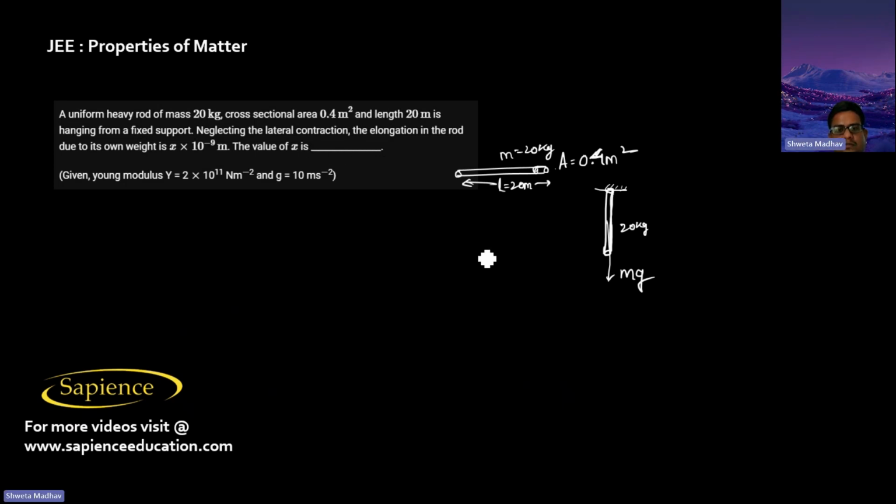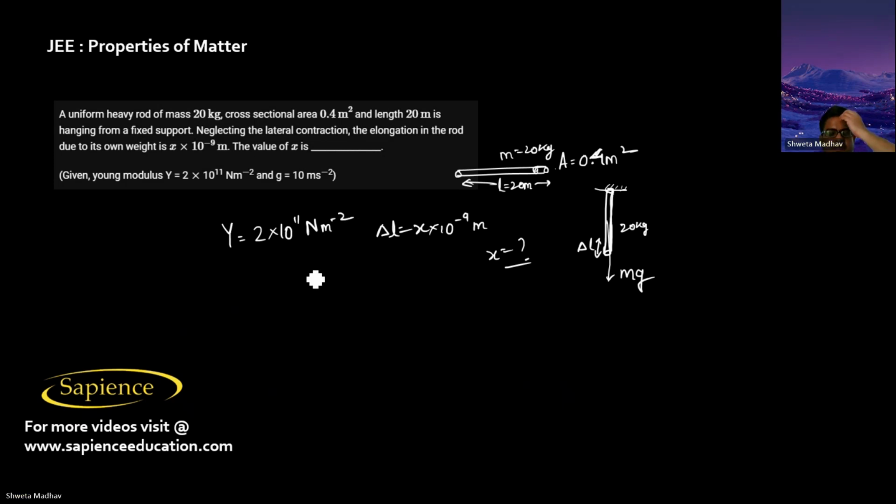Value of x is, so let's say the elongation in the rod, that is delta L. So delta L is x into 10 power minus 9 meters. That x value you have to find out. It is given that the Young's modulus is 2 into 10 power 11 newton per meter square, and value of g is 10 meter per second square.